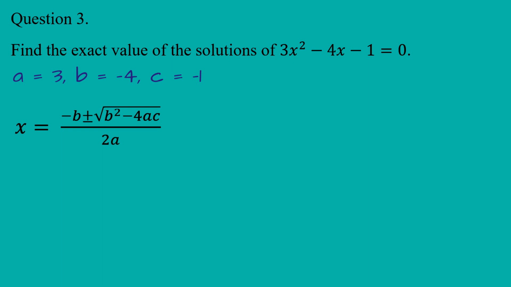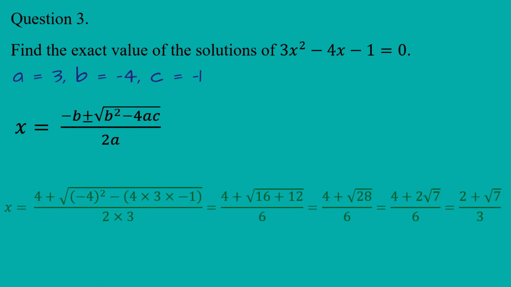Let's start with the positive square root and substitute in the values for a, b and c. Under the square root we get minus 4 squared minus 4 times 3 times minus 1. This gives the root of 16 plus 12, which is the root of 28. As 28 is 4 times 7, this simplifies to 2 root 7. As b is minus 4 and a is 3, we get x equals 4 plus 2 root 7 all divided by 6. Dividing everything by 2 gives 2 plus root 7 all over 3. We cannot simplify the solution any further. The other solution is simply x equals 2 minus root 7 all over 3.